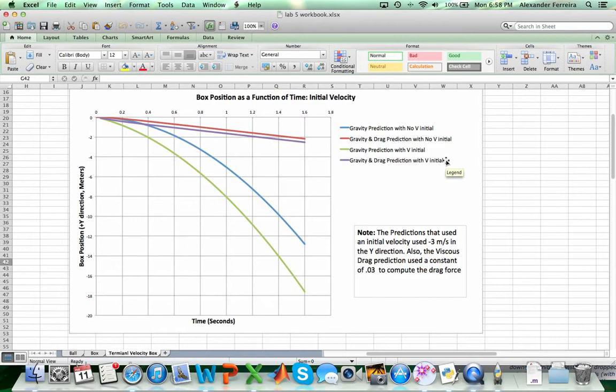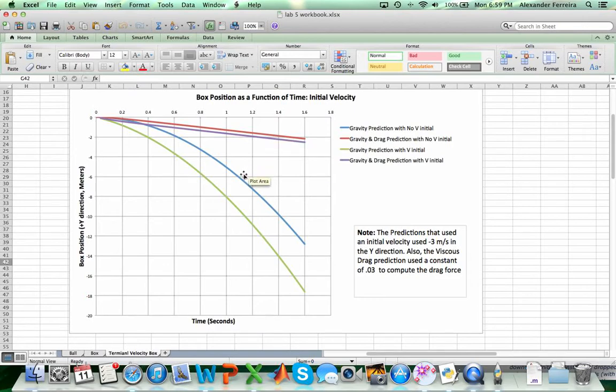So that's interesting. You'd say, oh, well, one has initial velocity, one does not, but they both have drag and gravity. So it turns out the only reason that something would have a terminal velocity is if there's a force acting up. In this case, it's drag on both of these objects. So therefore, the red line and the purple line, the gravity and drag prediction with no initial velocity and the gravity and drag prediction with initial velocity, both show a terminal velocity as possible because they both incorporate the drag force, which balances out the net force to zero, so that they have zero acceleration, constant velocity, and a net force of zero.